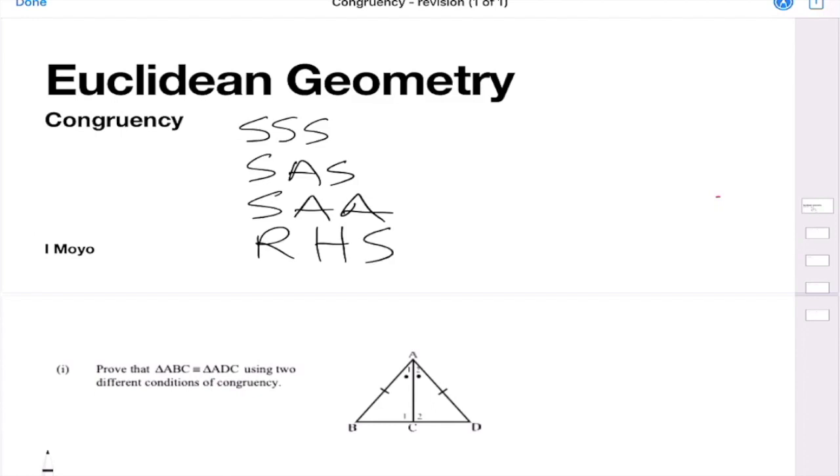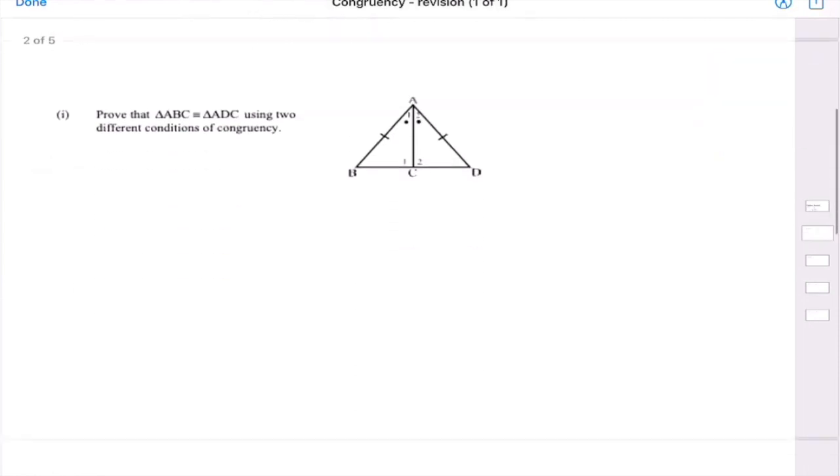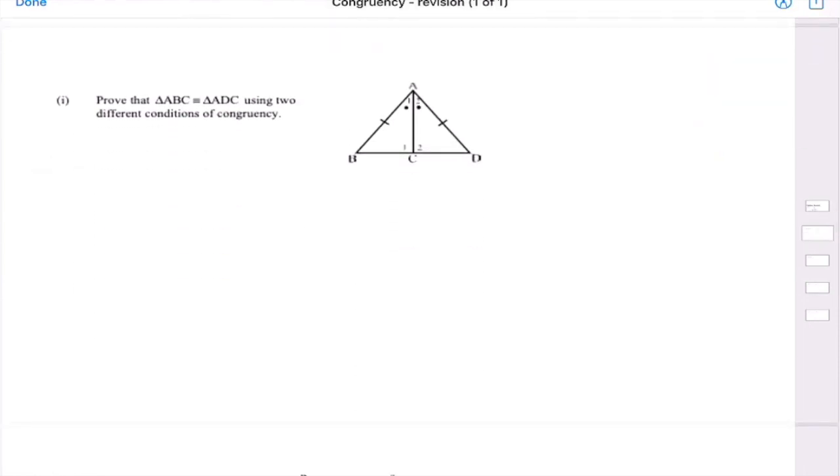So if we are asked to prove that shapes are congruent, especially triangles, we need to prove one of these. Let's look at this question here. We're given that the length AB is equal to the length AD. I know that because it's marked on the diagram. And we are also given that angle A1 is equal to angle A2. Again, that is marked in the diagram, so we know that that is given information. So let us prove that those triangles are congruent: triangle ABC and triangle ADC.